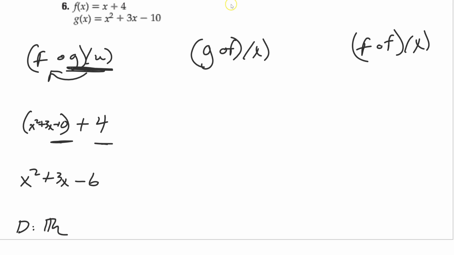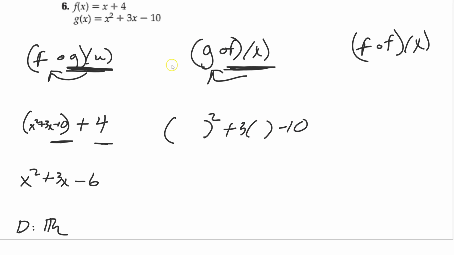That's supposed to be an R. G of f of x, right? We're going to plug f into g. So write out what g is. G is this mess, this whole thing. And then we've got to plug f into it. So let's plug in f. F is x plus 4. We're plugging into every single x we see. So x plus 4, x plus 4.